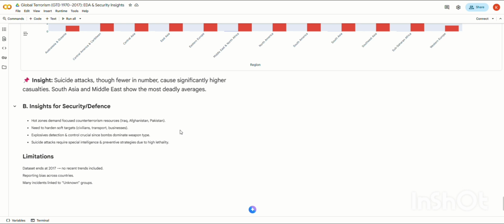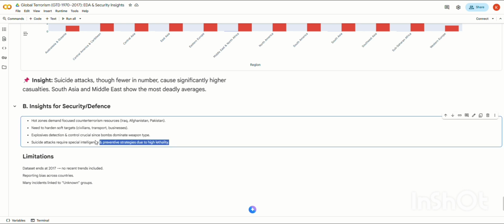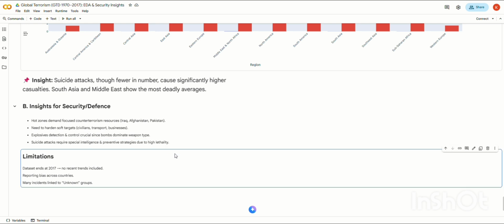Finally, we found that suicide attacks are the deadliest. Even though there are not as many, they cause the most deaths. This means we need to create special plans and use smart strategies to stop them.